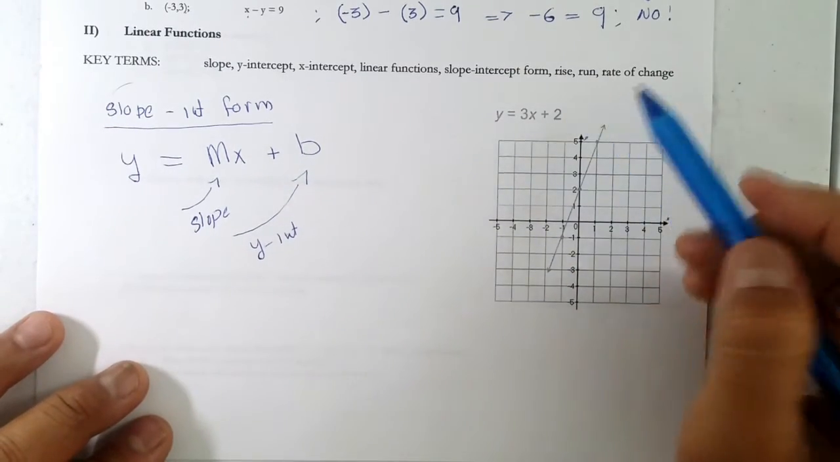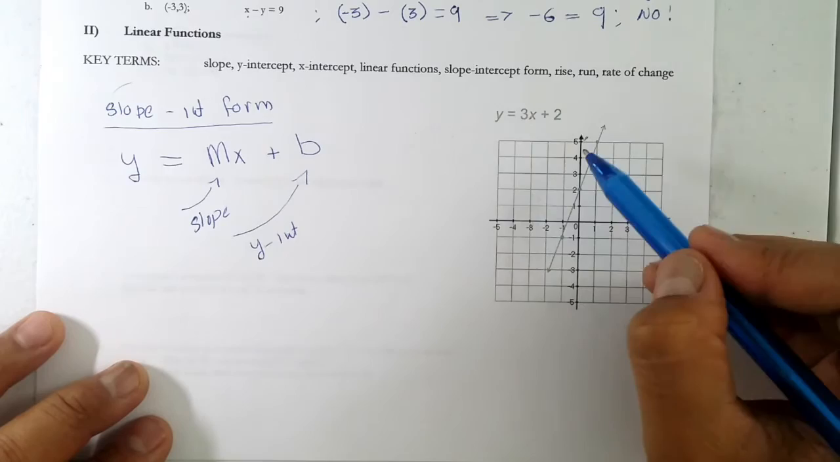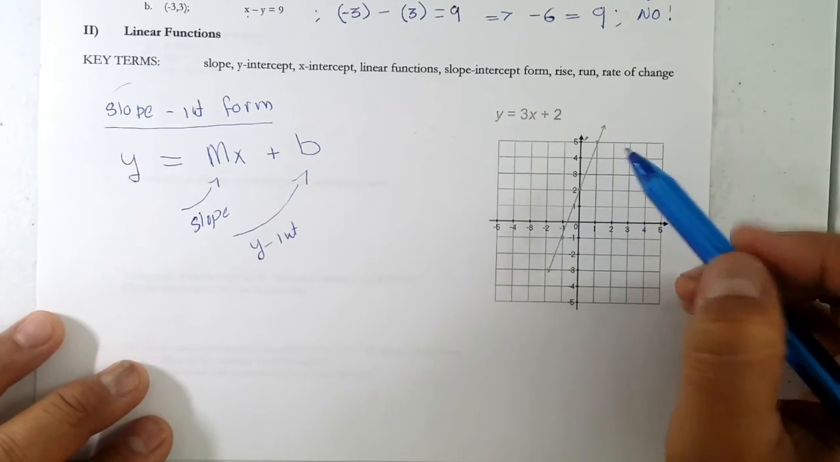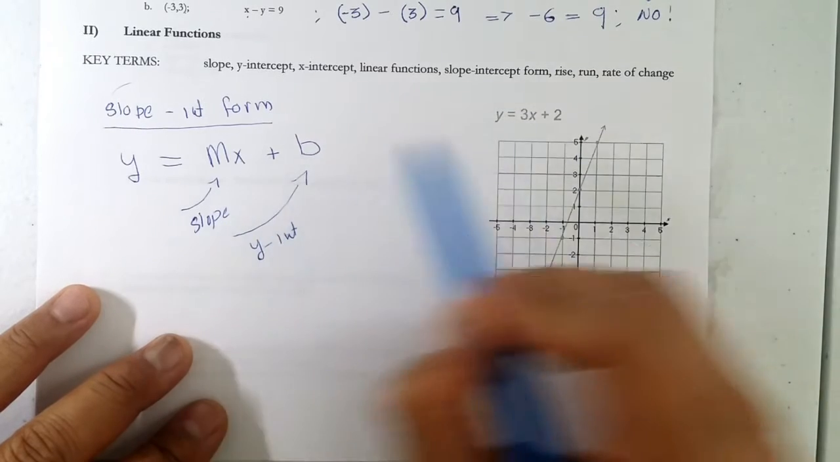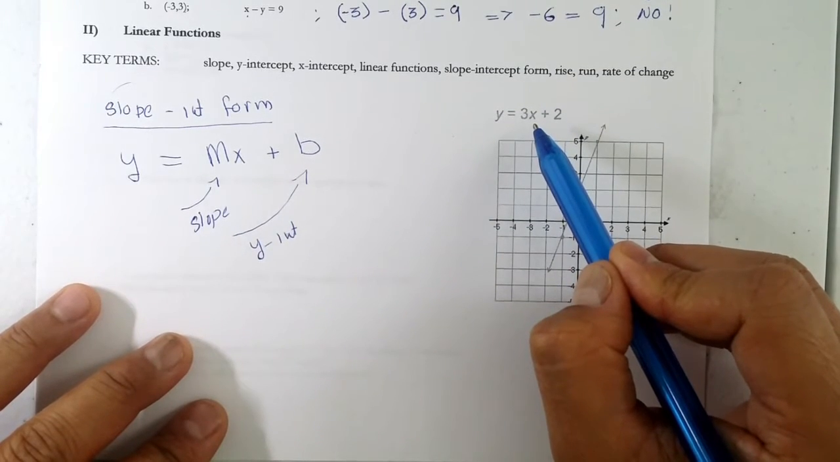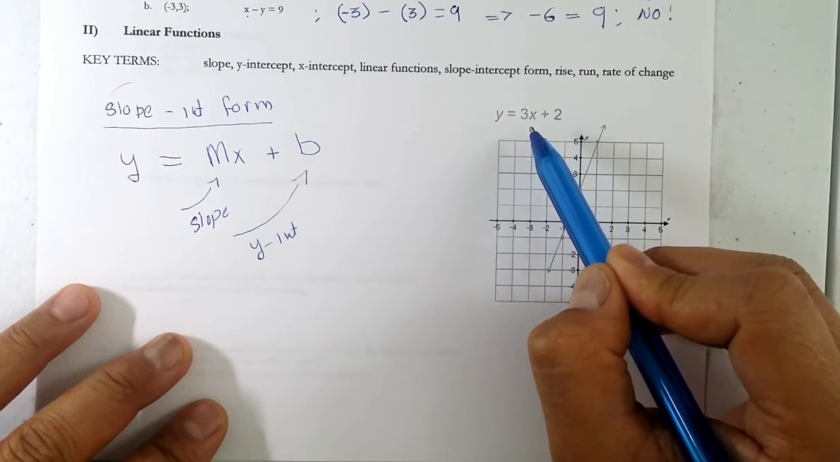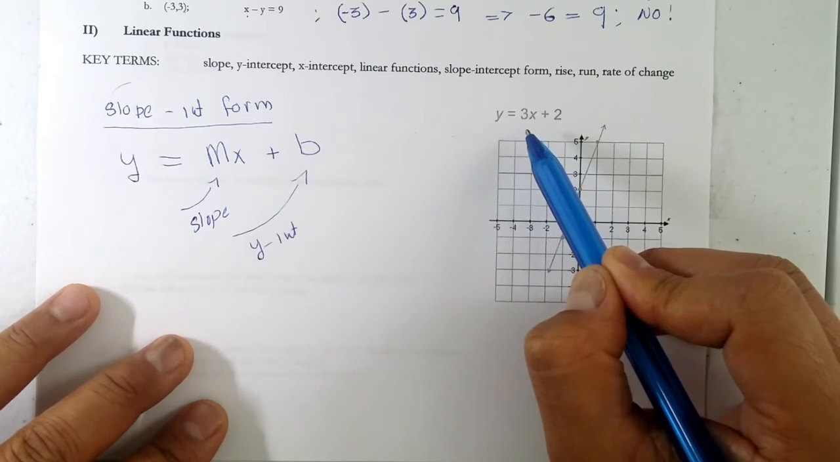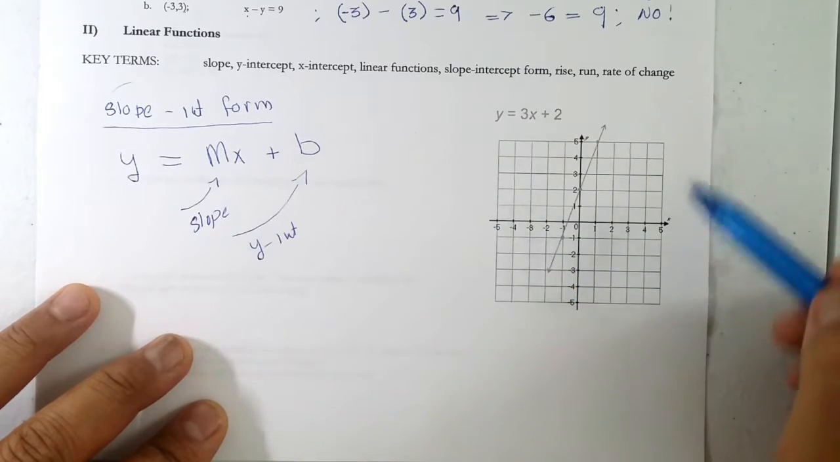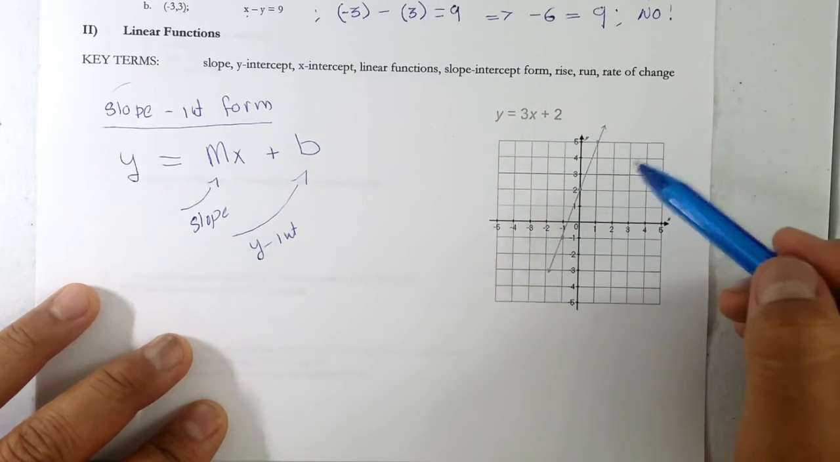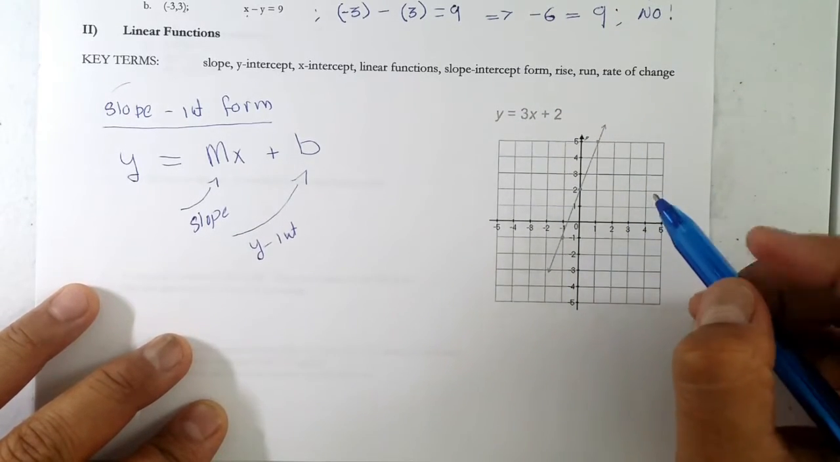Now, what is the slope? Well, the slope refers to the level of incline, right? So, by matching the slope-intercept form to this equation, which happens to be in slope-intercept form, we know what the slope is. The slope is 3. But can you find the slope by looking at the graph? And of course, the answer is yes, you can. How do you find the slope?